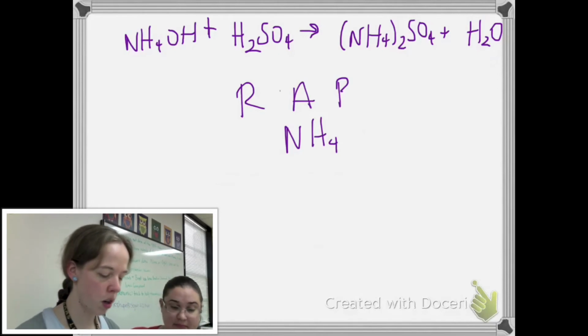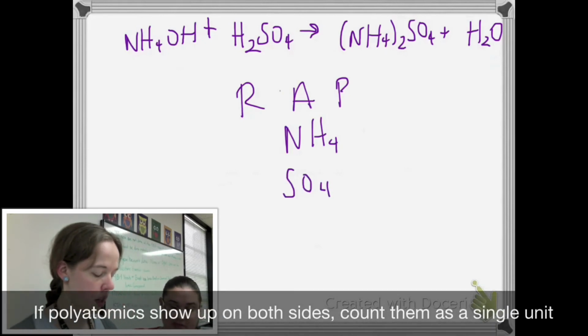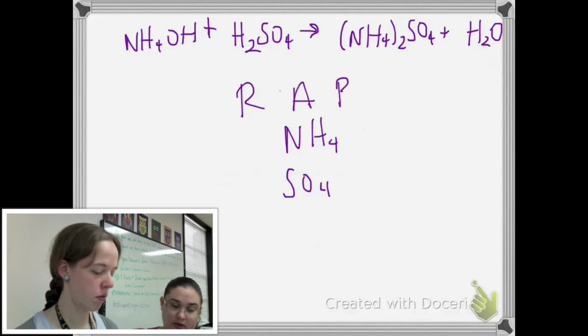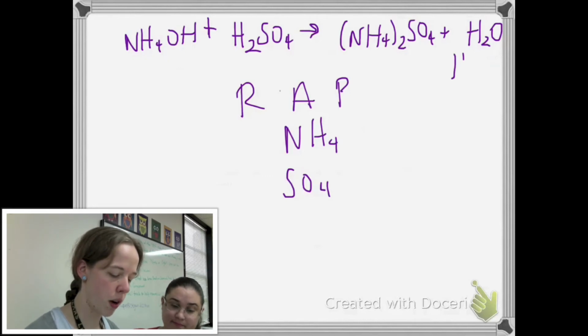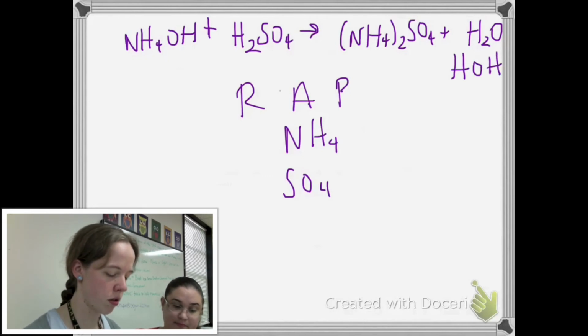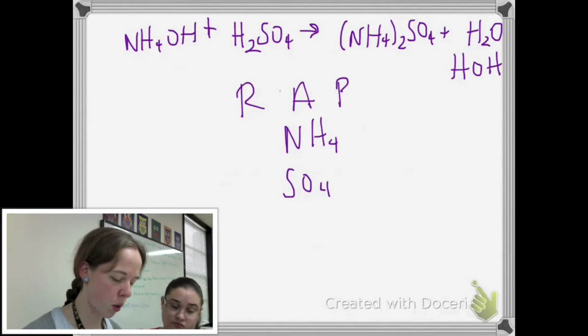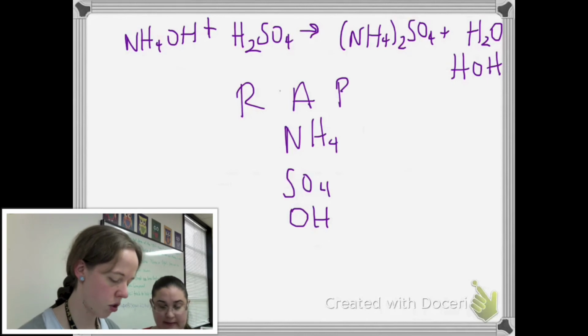Anything else that looks the same on both sides? The SO4 stays the same. We've got sulfate on both sides, even though it doesn't sound the same, and that's okay. Anything else? This one's a little harder to see. Well, the H's and the O's, but they're all broken up. Actually, we could rewrite our water as H and OH, so our OH stays the same on both sides. We can treat OH as one thing. And then what's the only thing that's a single? The H.